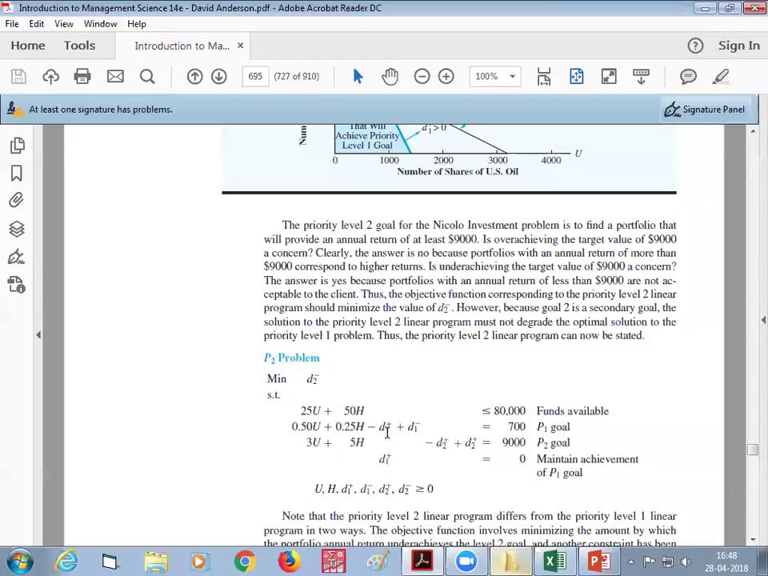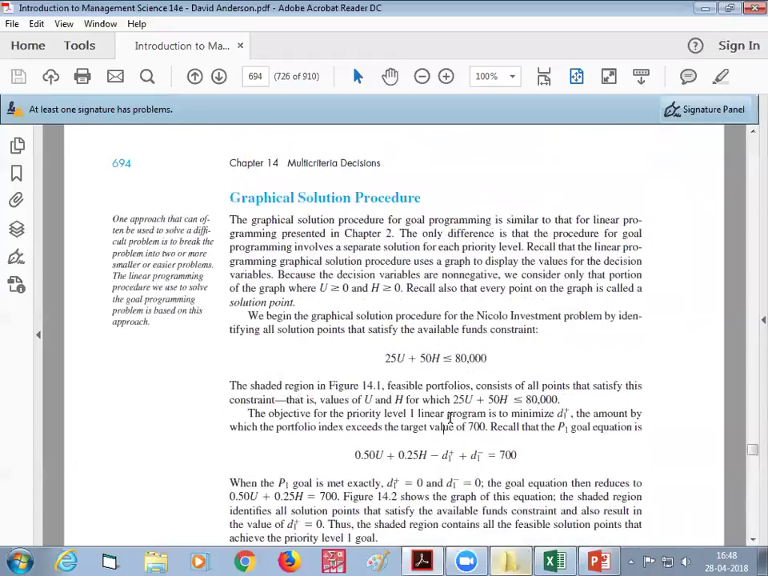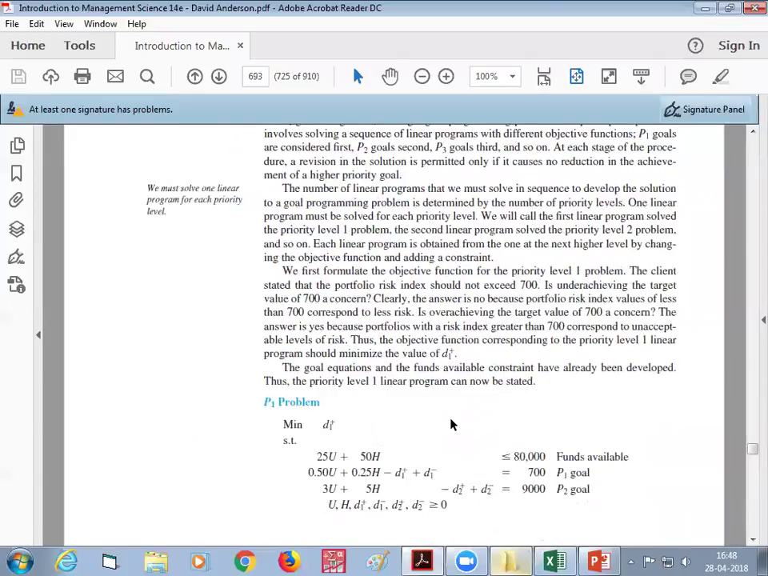And the first thing is our primary goal, which is risk, where we want to minimize overachievement of risk. So D2 plus, no, sorry, D1 plus. That's priority 1. Minimize D1 plus. And after that, we want to minimize underachievement of profit, so D2 minus. So D1 plus and D2 minus.